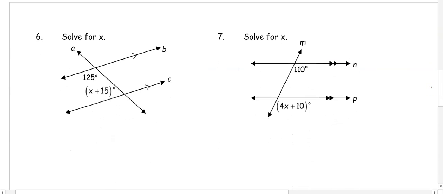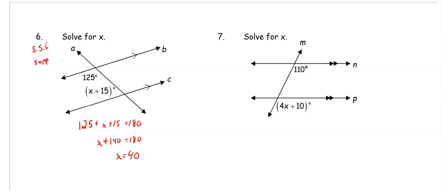So now we're going to use those relationships to solve for a number. So in number six, we have that B and C are parallel. These two angles then are on the same side of the transversal and they are between the lines. So they are going to be same side interior angles, which means that they are supplementary. So we have 125 plus x plus 15 is equal to 180. So we get x plus 140 is equal to 180. We can subtract 140 from both sides, so x is 40.